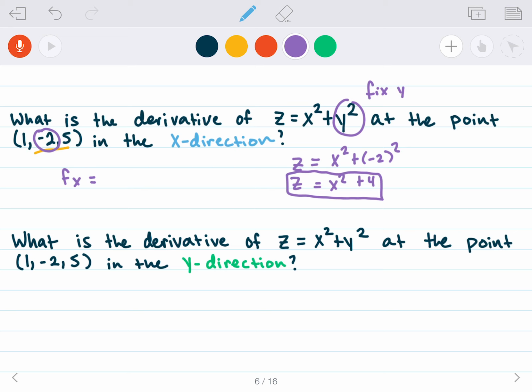And we can use the shortcut to do that. Just like if this was y equals x squared plus 4, you would use the shortcut and say f prime of x is equal to 2x. Same thing here. If I take the derivative of x squared plus 4, the derivative is just going to be 2x. Okay, so what is the derivative in the x direction at that point? Well, I have to plug in the x value at that point. So my partial derivative with respect to x is going to be 2 times 1, because that's our x value, and so that's 2.